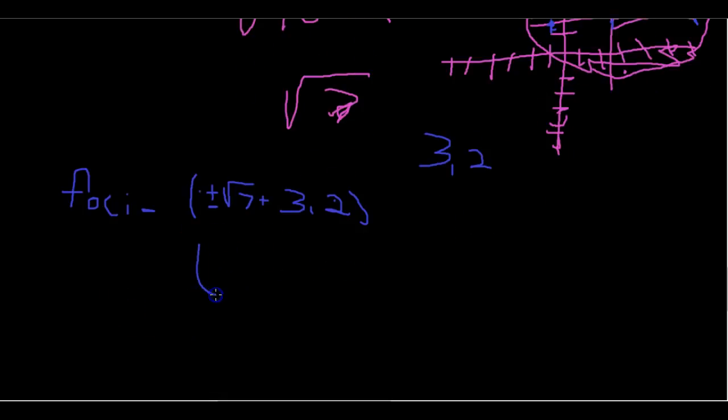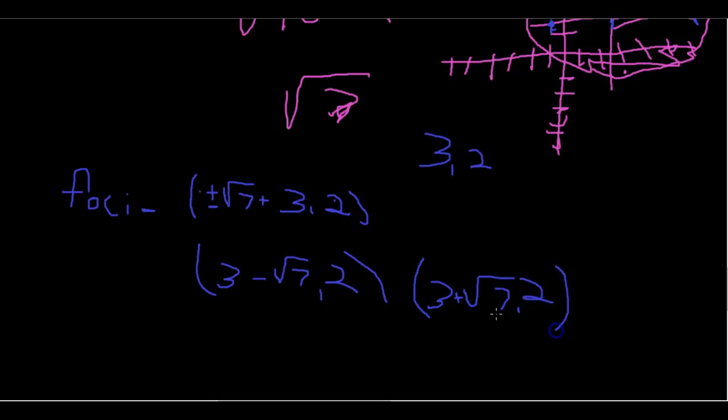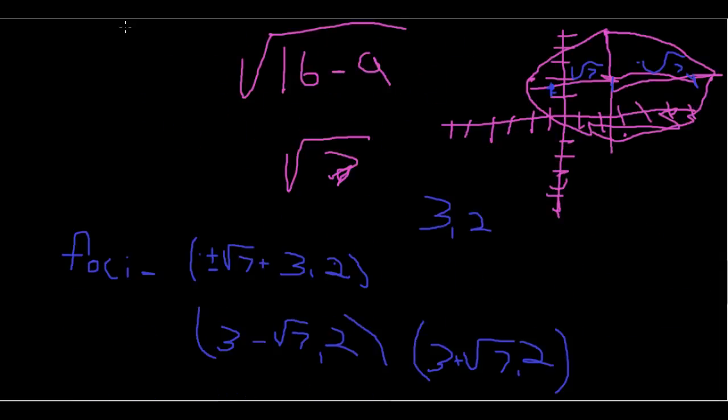Or, the best way to write it would be (3 minus square root 7, 2) and (3 plus square root 7, 2). And this answer here should be 3 plus or minus square root 7.